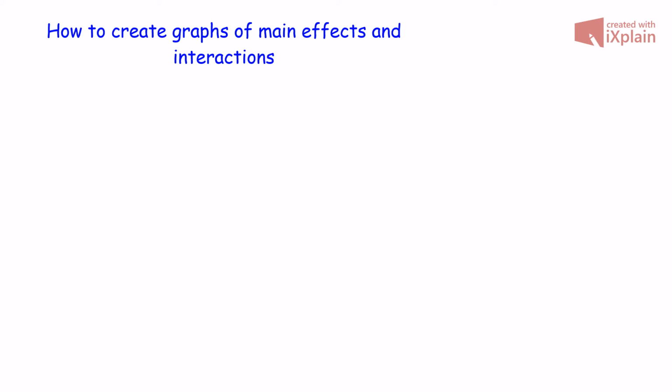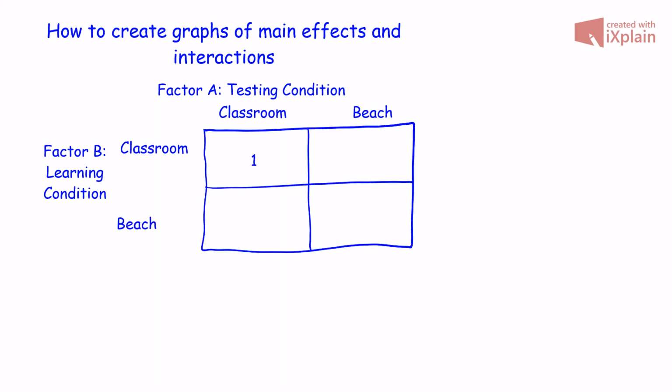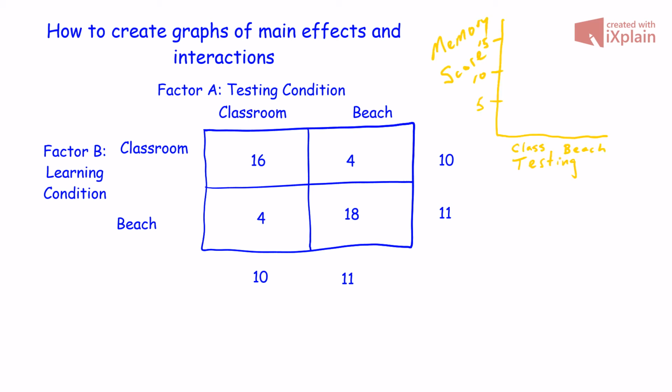Now we're going to talk about how you would create graphs for the main effects and the interactions of this factorial ANOVA. And here I'm just recreating the same data that you saw on the very first screen, the cell means and the marginal means. Again, the numbers inside the cells are cell means. Numbers out here on the margins are called marginal means.